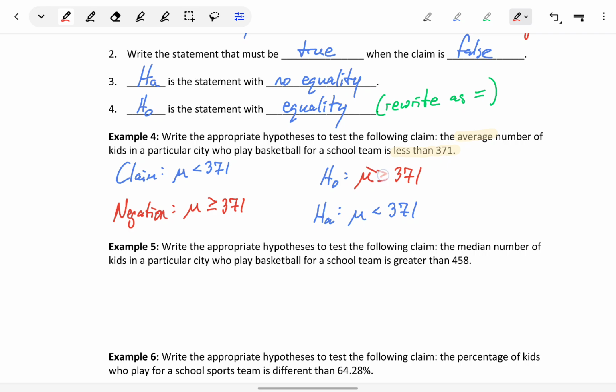But since we have this greater than or equal to statement, we'll go ahead and rewrite that as simply mu equal to 371. So we took the statement with some equality portion, greater than or equal to, made that the null hypothesis, but then just replaced it simply with an equal sign.